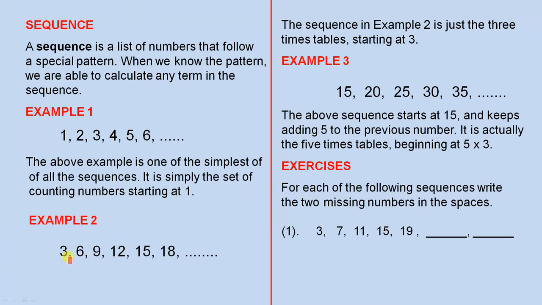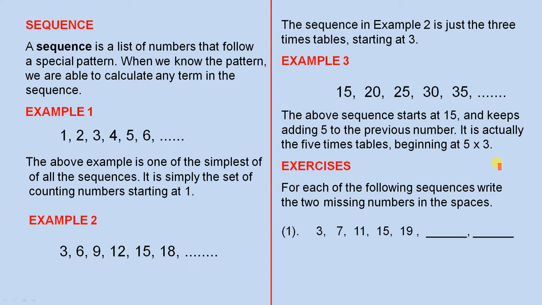Example 2: 3, 6, 9, 12, 15, 18. The sequence in example 2 is just the 3 times tables starting at 3. Example 3: 15, 20, 25, 30, 35. The above sequence starts at 15 and keeps adding 5 to the previous number. It is actually the 5 times tables beginning at 5 times 3.